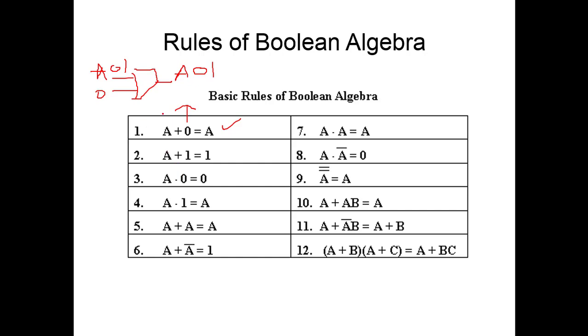Similarly, if we have an OR gate and we fix one of its inputs to binary 1 and apply a variable a at the other input, then the output will always be equal to 1. For example, if a is equal to 0, then 0 plus 1 is equal to 1, and if a is equal to 1, then 1 plus 1 is equal to 1. Similarly, if we have an AND gate and we fix one of its inputs to 0 and the other input is connected to variable a, then we always have 0 at the output.